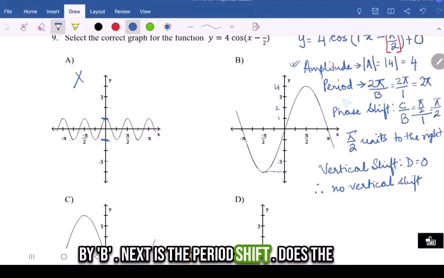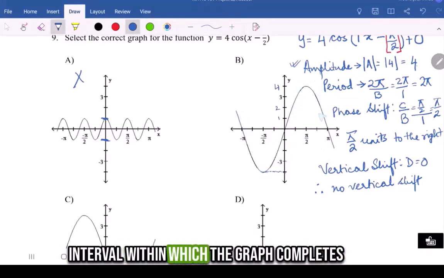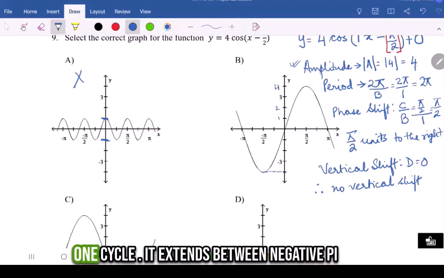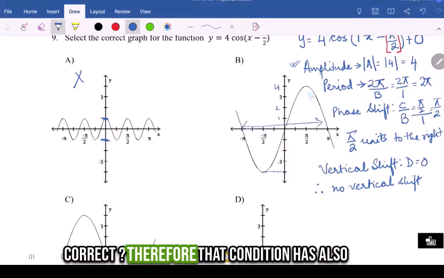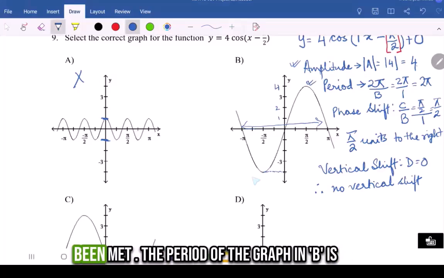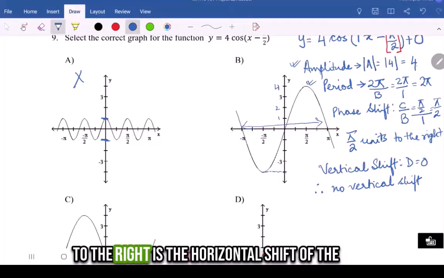Next is the period. Does the graph extend 2 pi units? Let's look at the interval within which the graph completes one cycle. It extends between negative pi and positive pi. That distance is 2 pi, correct? Therefore, that condition has also been met. The period of the graph in B is 2 pi. Next is phase shift. Pi over 2 units to the right is the horizontal shift of the graph.